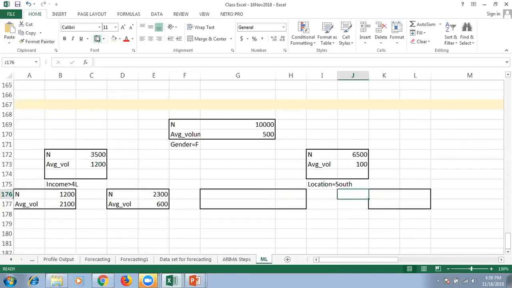And what is the n? For example, south has only 1,500 customers, and here n is 5,000 customers. And for these guys, the average volume, maybe they spend 20 items, and these guys' average volume is maybe 180. One is high, one is low. Correct? And it can split further also. So like this, assuming that these are the 4 final nodes you got.